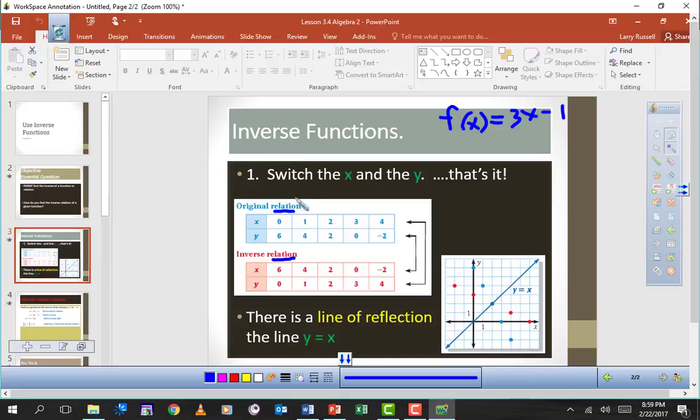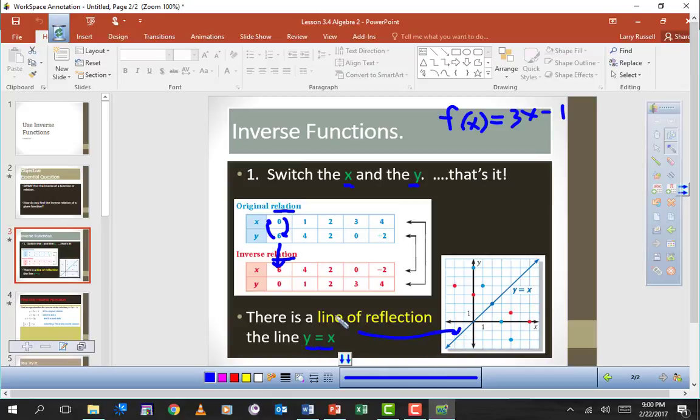To find an inverse of a relation or a function, there's a real simple trick. All we need to do is switch the x and y coordinates. So this 6 comes up here, the 0 comes down here, and the inverse relation would be this. All you do is switch the x and y coordinates. Because of that, there's a real interesting fact about functions and their inverses. There's always a line of reflection about y equals x. The line y equals x is this line right here.